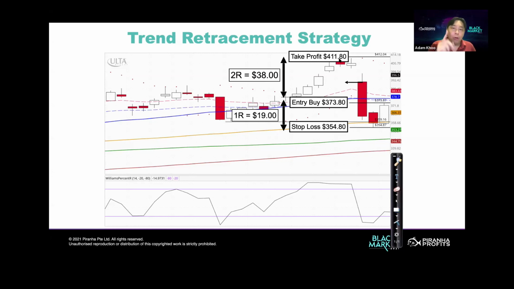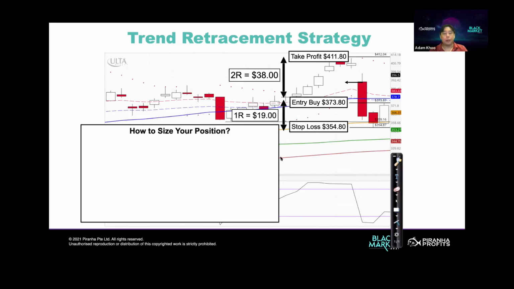Now, the most important thing next is position sizing, which is calculating how many shares to trade. So let me show you the process. How do you size your position? Let's say, for example, your capital is $10,000 right now. This is called your net liquidation value. Before you start trading, you must decide on your risk per trade. So in this example, you decide to risk 2% of your capital per trade.